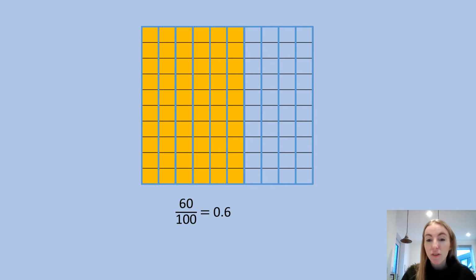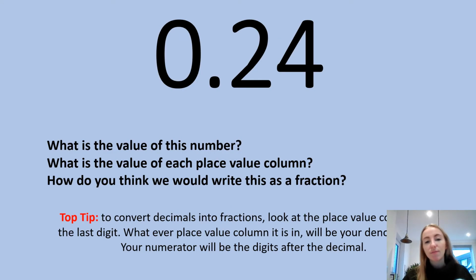So 60 hundredths is the same as how many tenths? 1, 2, 3, 4, 5, 6. 0.6. So you do not need to have the 0 after the 0.6. So 60 hundredths we know is equivalent to 6/10. Okay, have a look at this decimal number. We've got 0.24. Now think about what we looked at the beginning. We could say it's 0.24, or we could say this represents what?